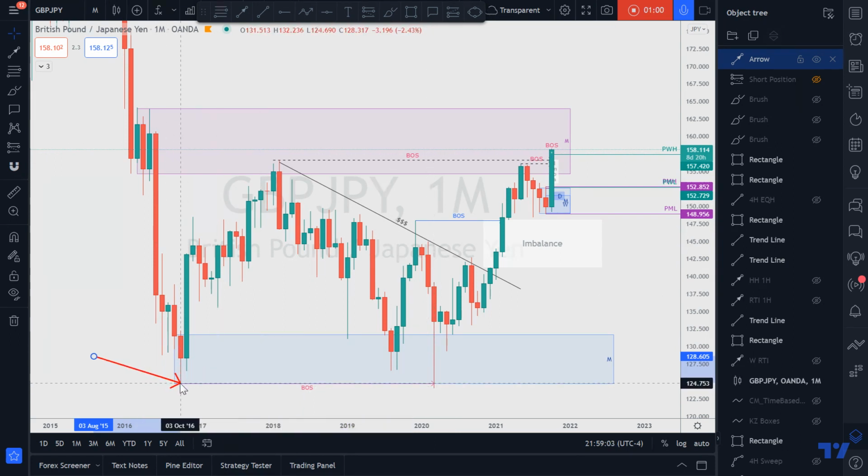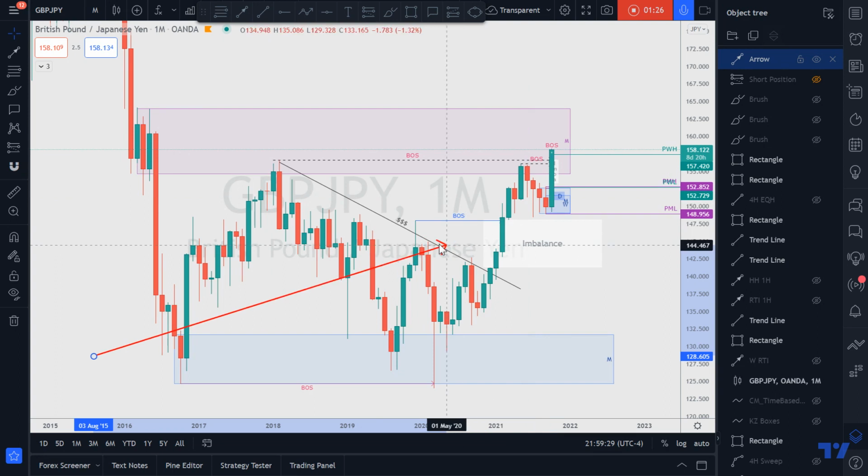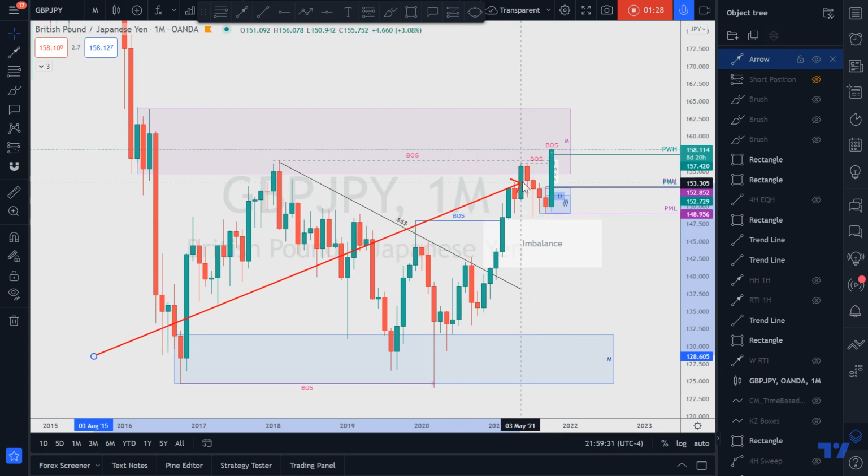We took the liquidity that was resting here for people who took long positions and left their stop loss there. This took them out of that trade after enjoying some profits. That's terrible, isn't it? But anyway, that's what happens. From here, price moved bullishly up, breaking structure along the way.